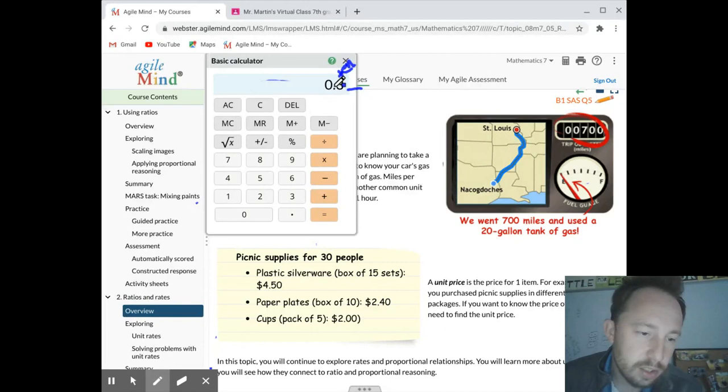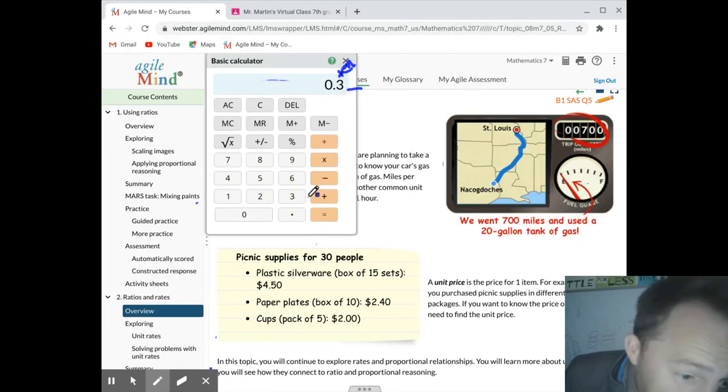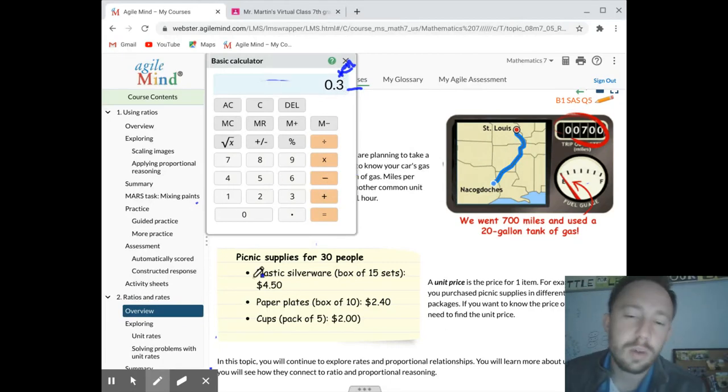Oh, I get it now. 30 cents for 1 plastic fork. Correct, Jacaden. So if we were putting this as a unit rate, we would say that it is 30 cents per what? Yeah, sounds good. 30 cents per fork or 30 cents per plastic silverware piece. All right. So is that a unit rate?